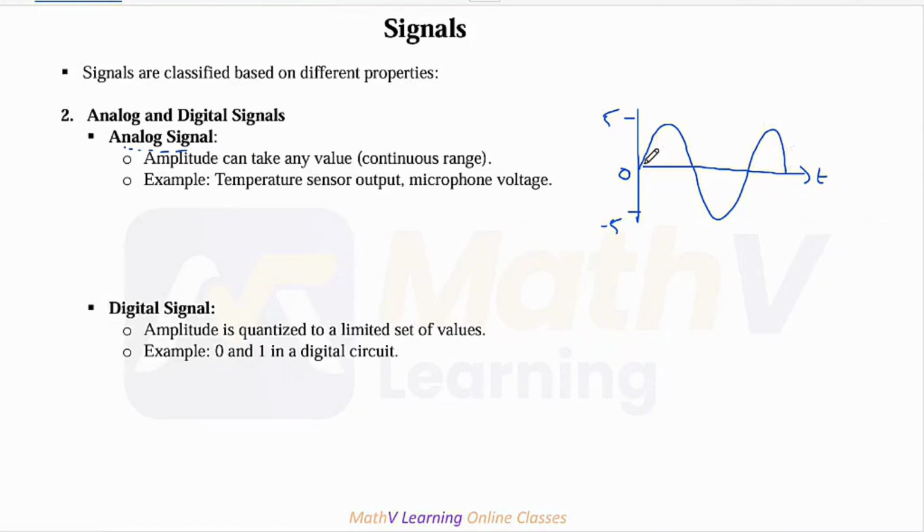Okay, a sinusoid signal, say it ranges from -5 to 5, so this signal will have any value between the range -5 to 5. Okay, so this is an analog signal. For example, the signal output of a temperature sensor.